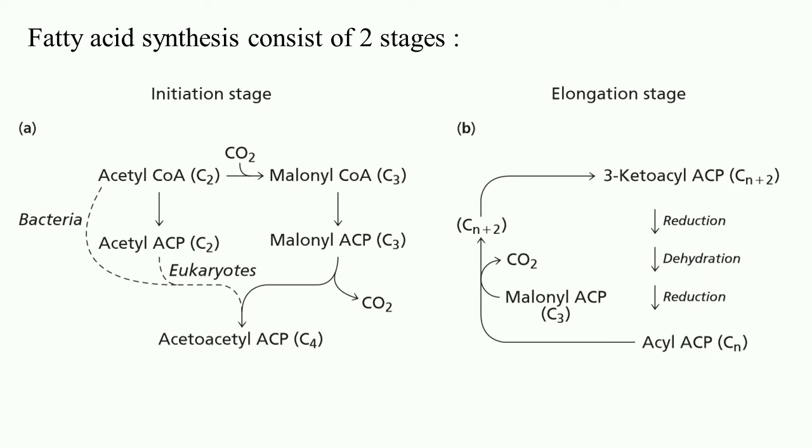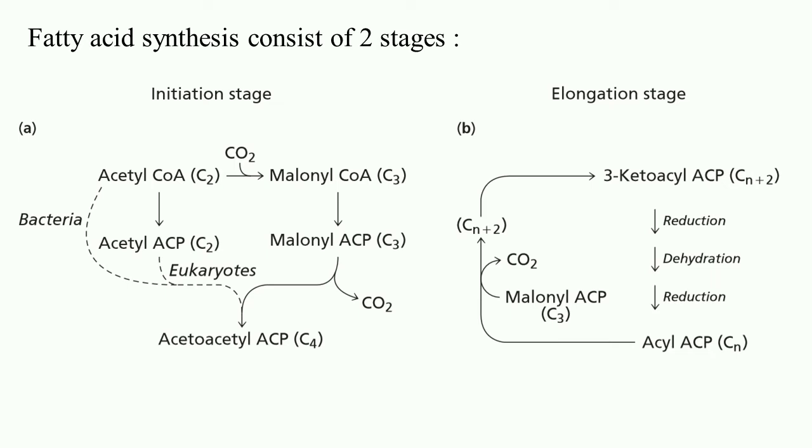The first steps in the fatty acid synthesis pathway are production of acetyl ACP and malonyl ACP from acetyl-CoA. The initiation step involves a condensation of acetyl and malonyl groups to give a 4-carbon precursor and CO2. This precursor serves as the primer for fatty acid synthesis.